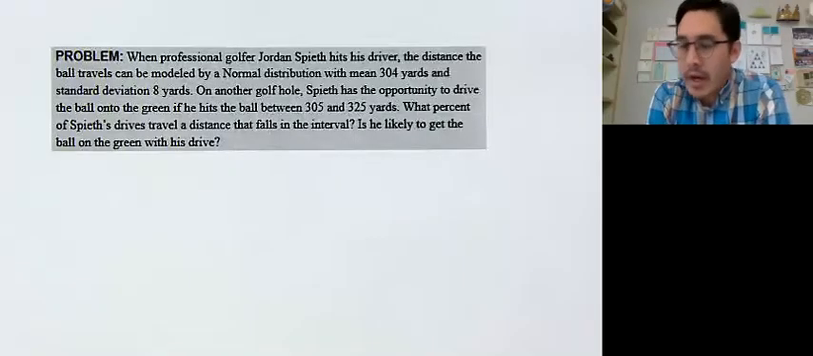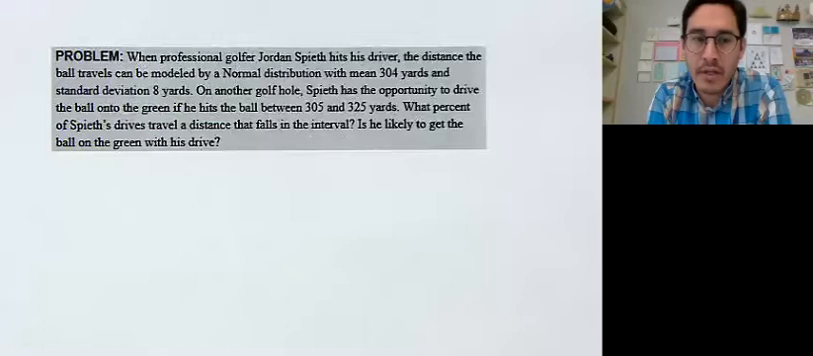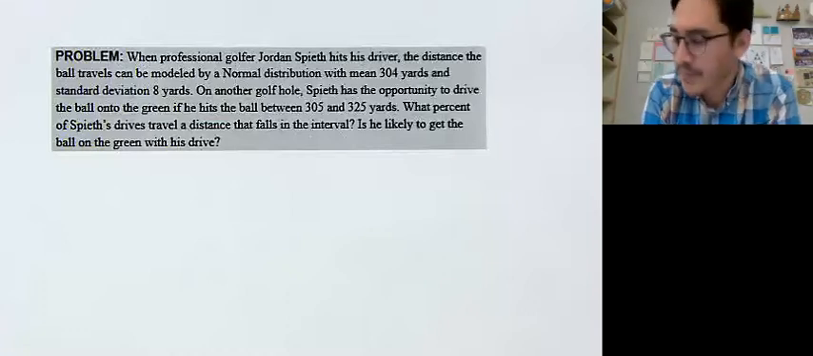Right, so here's another problem involving the golfer Jordan Spieth. We saw in the last video that the distance he drives the golf ball is modeled by a normal distribution. The mean is 304 yards, the standard deviation is 8 yards. On a different golf hole, he has the opportunity to drive the ball onto the green if he can hit the ball between 305 and 325 yards. What percent of his drives will travel a distance that falls in that interval, and is he likely to get the ball on the green with his drive?